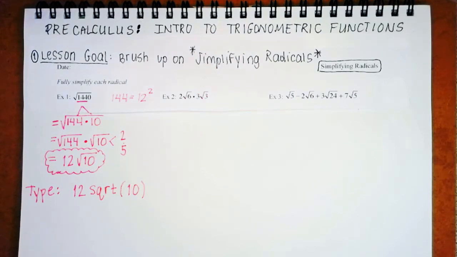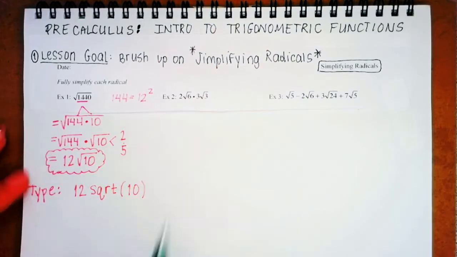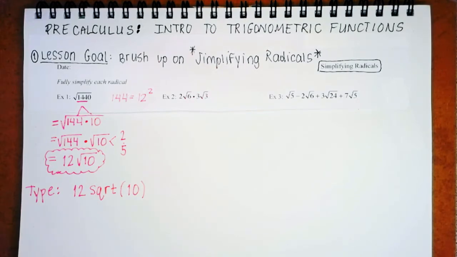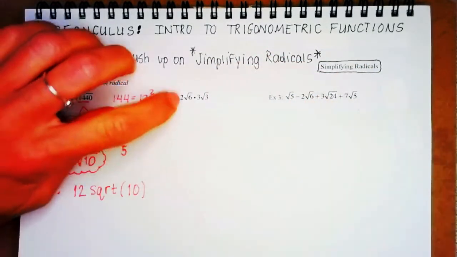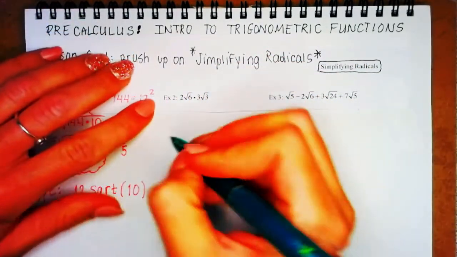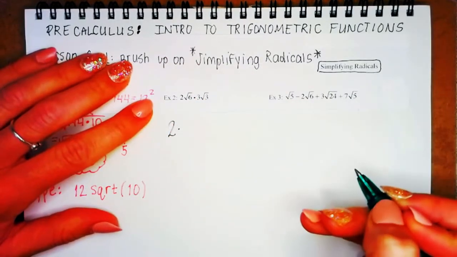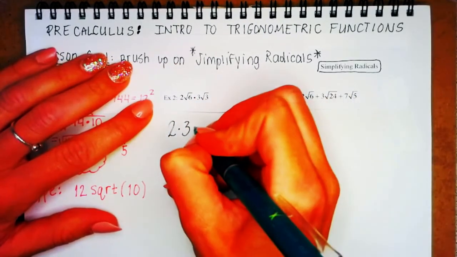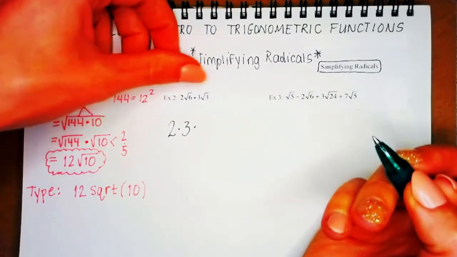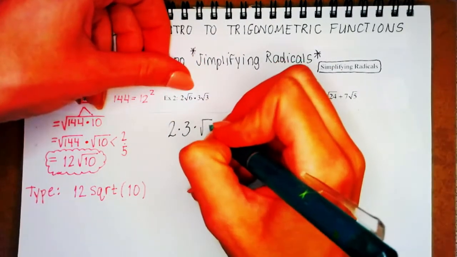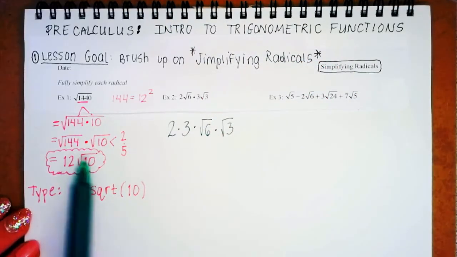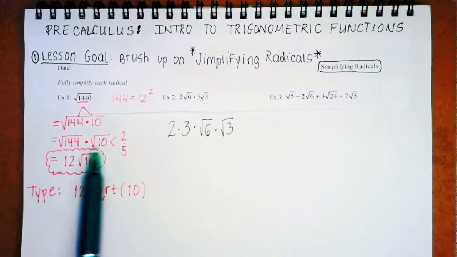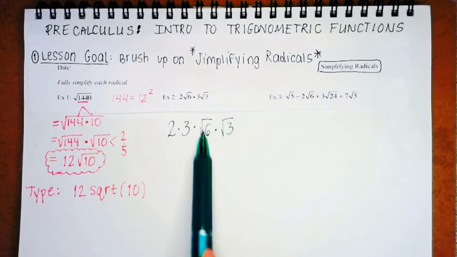Let's look at example 2. In example 2, we have 2 radical 6 times 3 radical 3. When you're multiplying radicals like this, what you need to do is as follows. The 2 and the 3 are coefficients in front of these radicals, so they are going to be multiplied together because they are like terms. Then the square root of 6 and the square root of 3, they are both square roots, so they will be multiplied together. This is sort of like the reverse of what I did right here. 144, 10, and I now want to put it together.